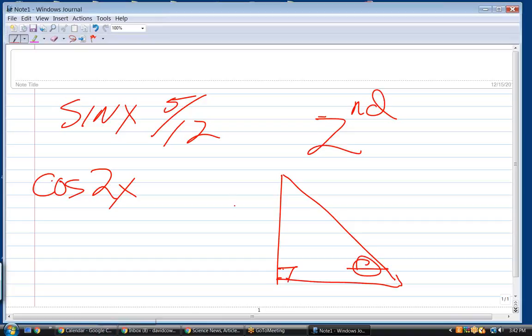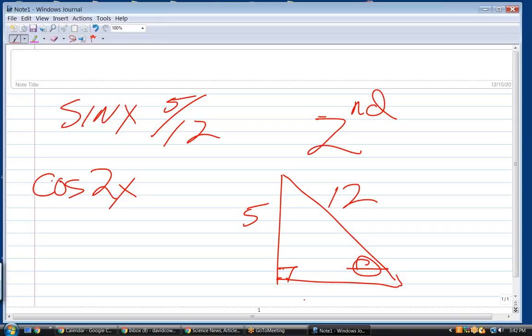So opposite is 5 and then hypotenuse is 12. What's this side? That's another perfect Pythagorean triangle. Oh, no, it isn't. Ooh, they tried to fool us here. Because 5, 12, 13 is a perfect Pythagorean triangle, but the 13 has to be the hypotenuse. Okay. Not the 12. So what's this side?